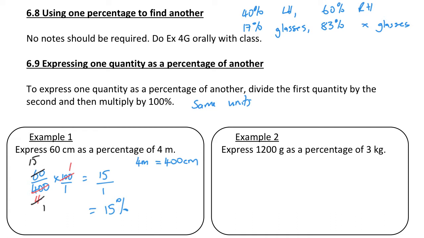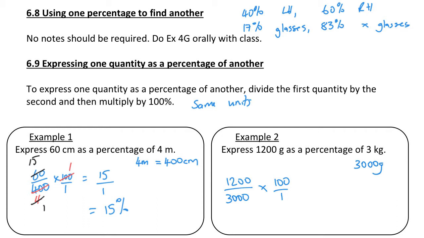Example 2, express 1,200 grams as a percentage of 3 kilograms. So kilograms is a bigger unit than grams, so we'd be best to change that into 3,000 grams. So we've got 1,200 over 3,000. Then we need to multiply that by 100. And again, put that over 1 because we're multiplying a number by a fraction.